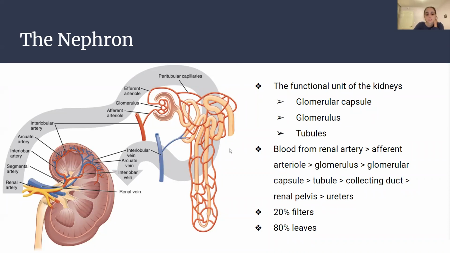Now, the remaining 80% of that blood that does not get filtered leaves the glomerulus through the efferent arteriole. So afferent with an A, like an apple, means that's where blood enters the glomerulus. Efferent, think about exit, where blood leaves the glomerulus. And then after the efferent arteriole, it goes through the peritubular capillaries, and then into our renal vein, and then back to our heart. All right.